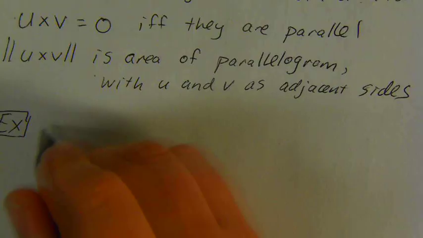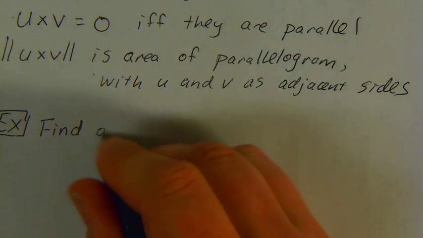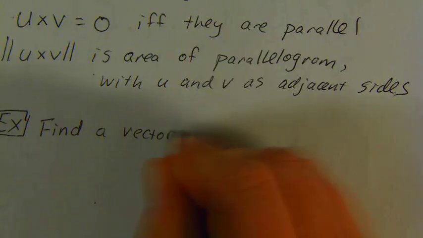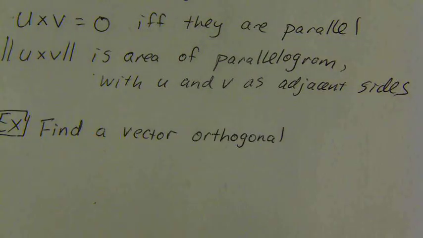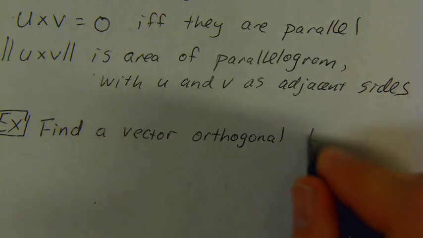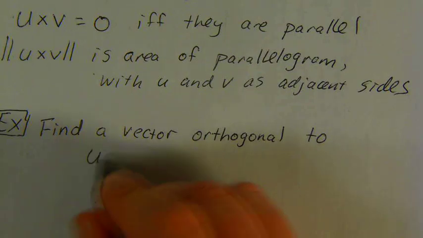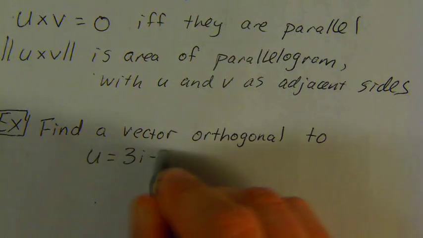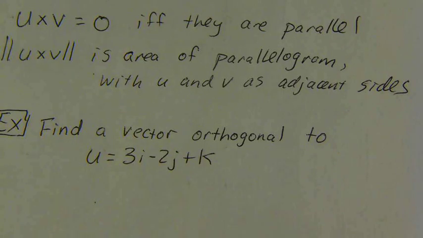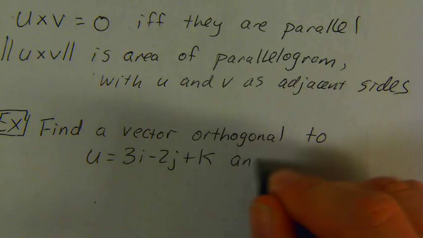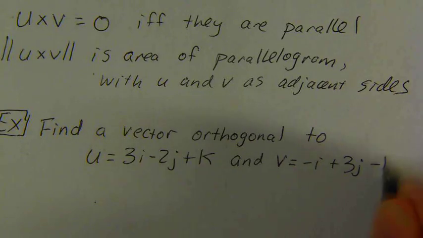One of them, they will ask you this: find a vector orthogonal to, and then they will give you 2 vectors. Let's say it's 3i minus 2j plus k for u. And let's say v is negative i plus 3j minus k.